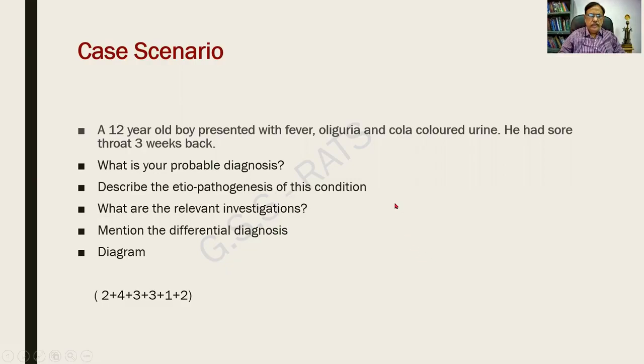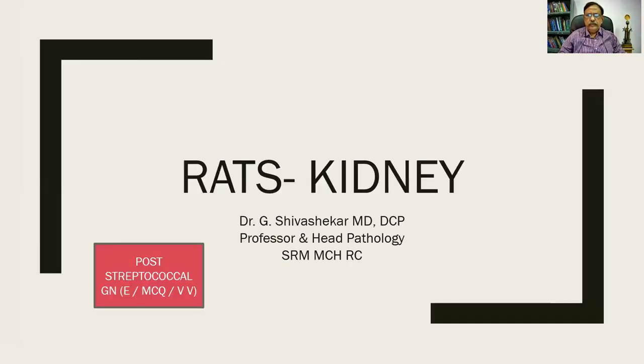Describe the etiopathogenesis. What are the relevant investigations? The differential diagnosis, and the diagram for this condition. The breakup in the marks is given below. So the diagnosis is obviously a post-streptococcal glomerulonephritis, which can be an essay, a short note, an MCQ, as well as a frequently asked viva voce question.